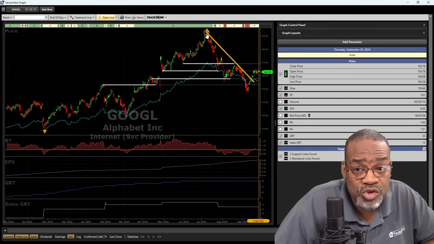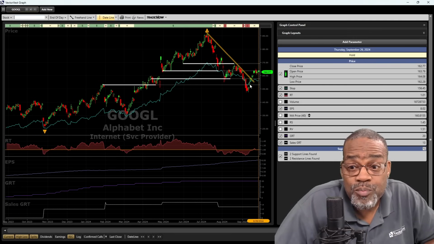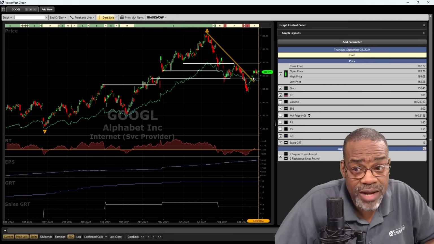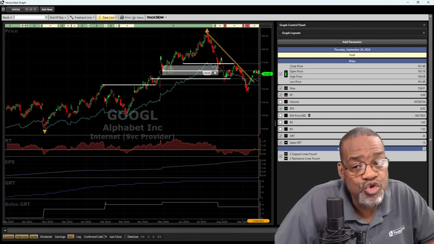Google. Downtrend. Now, remember I told you how to draw a downtrend connecting the highs. Downtrend. Now, it broke above the downtrend, positive sign, but stopping right at resistance of 163.55. Do I buy it now? No.